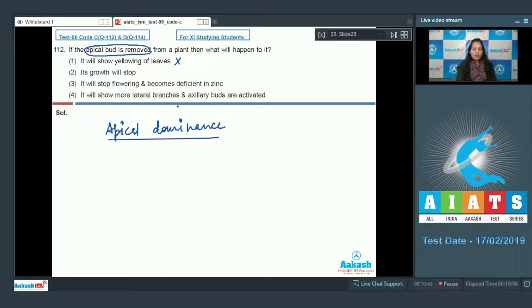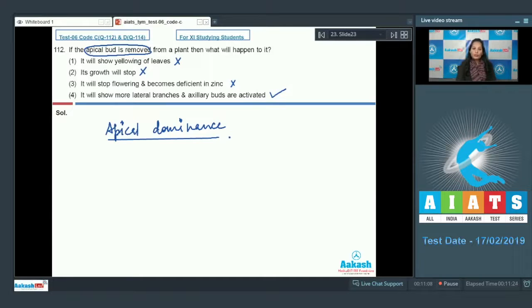No, there is no yellowing of leaves due to reduction in the concentration of auxin. Yellowing of leaves is due to the reduction in the chlorophyll amount. Second, its growth will stop? No. Third, it will stop flowering and become deficient in zinc? No. Fourth, it will show more lateral branches and axillary buds are activated.